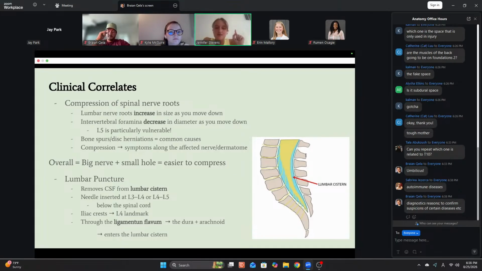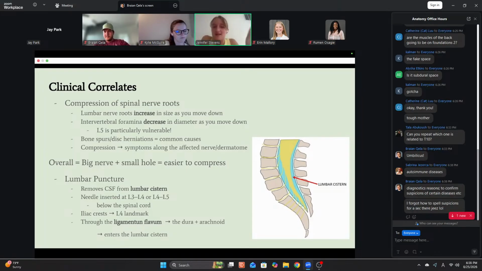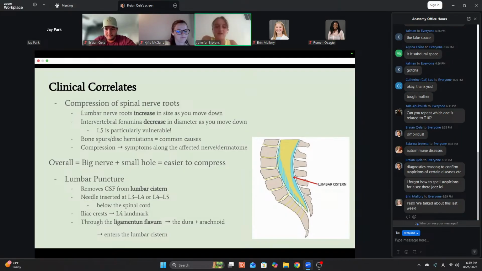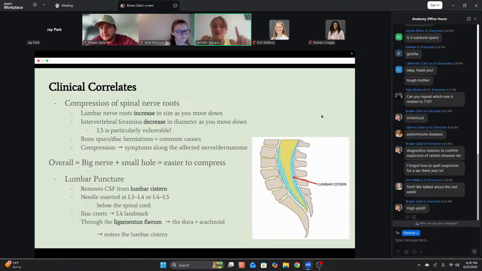One thing your slides semi mentioned is that the last area the needle punctures before it gets into the lumbar cistern is the ligamentum flavum. I know this was a question on one of our exams because I got it wrong and I was so mad. So know that that's the last ligament the needle goes through before it reaches this space. We've talked about all the things of the spine in previous TA sessions, but I want to emphasize this in case they ask it again.